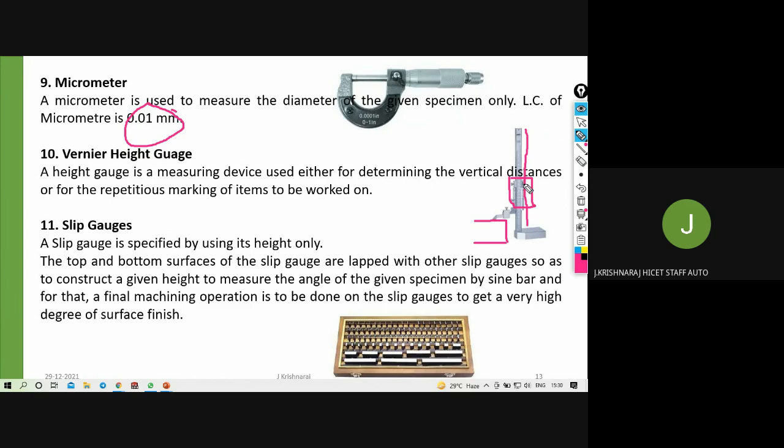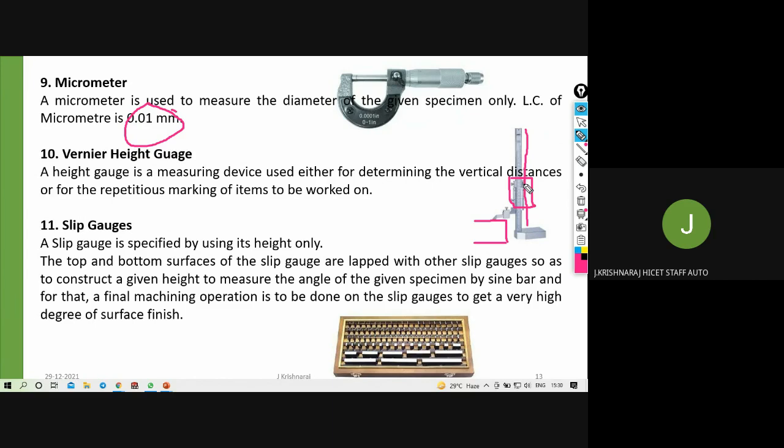The slip gauge is specified by this height only. For measuring height, slip gauges are used, where the top and bottom surfaces of the slip gauges are lapped with the other gauges to construct a given height. So for a specified height, if you want to set particular gauges, whether it is any type of gauge, even a dial gauge, all people use slip gauges for the height measurements.